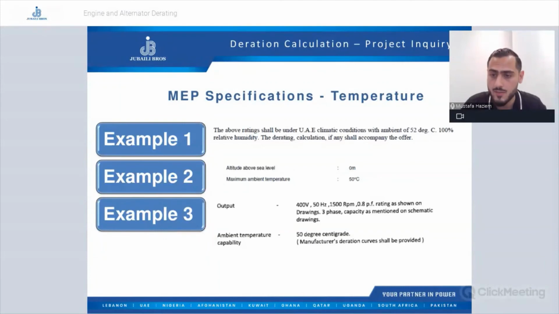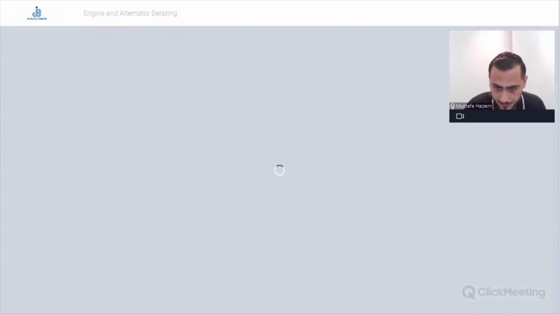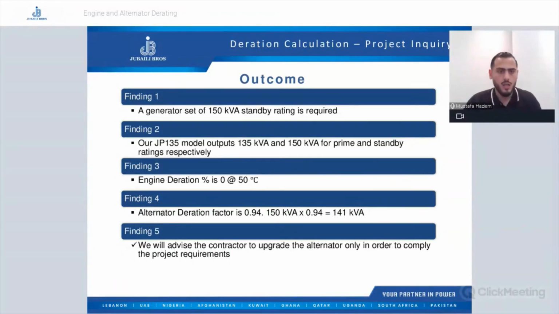So what are the outcomes that we came up with? First outcome, the generator should be 150 kVA. Second outcome is that it's standby rated. Third outcome, we have to consider 50 degrees Celsius. Fourth outcome is that the altitude we need to consider is 0 meters, which is sea level. Now, given these outcomes, a generator of 150 kVA standby rating is required.